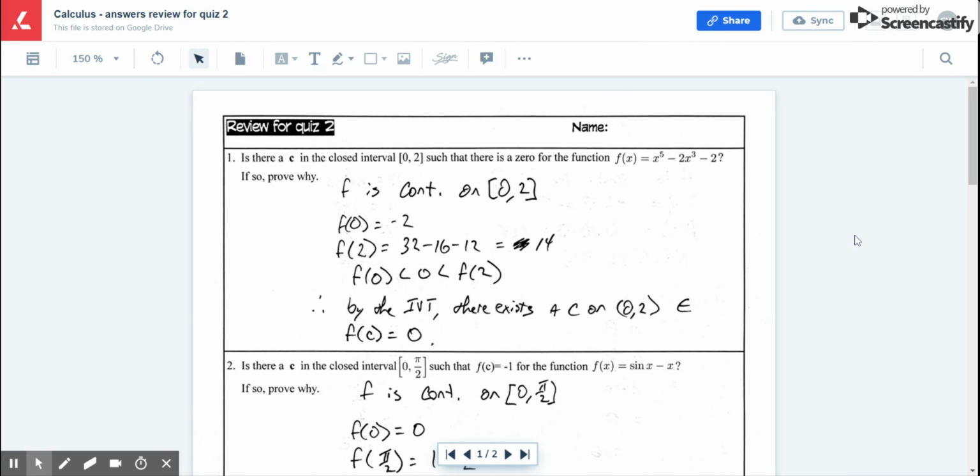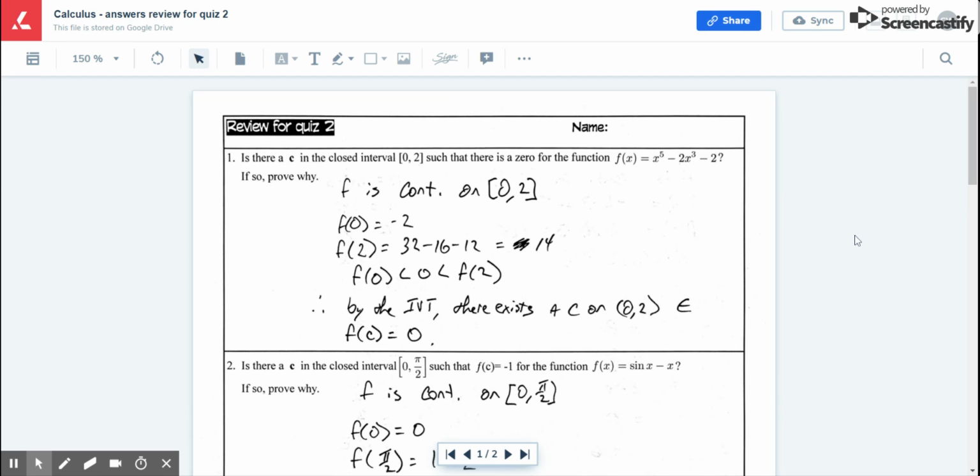So first thing I need to do, if I'm going to use the IVT, is show that it's continuous. My function is not a fraction. It's not a piecewise function. It's not a trig function. So that means there are no continuity issues. So I can go ahead and say f is continuous on the interval.